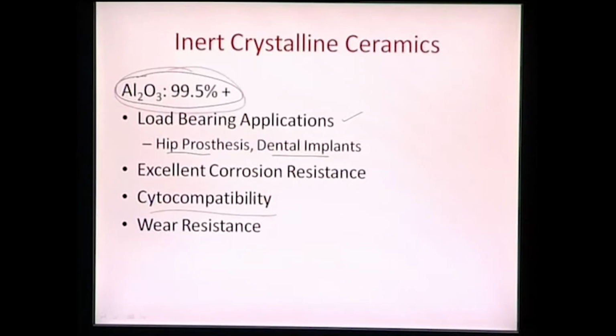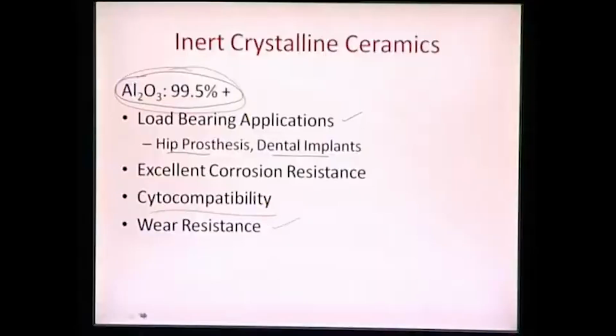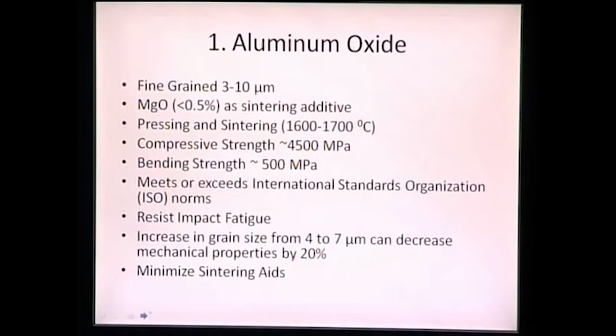At the same time, aluminum oxide, being a ceramic, is highly wear resistant as well. Alumina's hardness is 9 on the Mohs scale, so we can utilize aluminum oxide ceramic for high wear resistant applications. Aluminum oxide provides high wear resistance, excellent cytocompatibility, and very high corrosion resistance. So it can be utilized as a scaffold material for load bearing applications such as hip prosthesis or dental implants. But there are certain conditions to it.